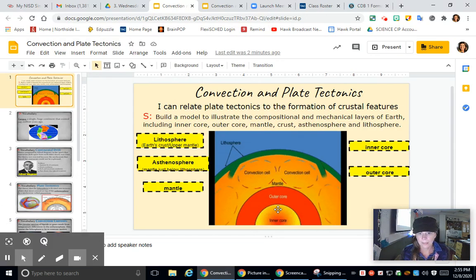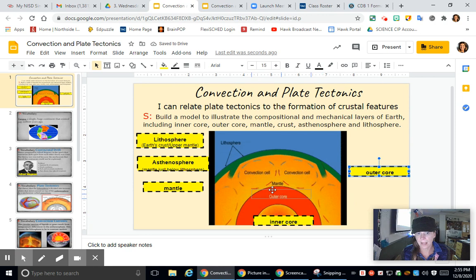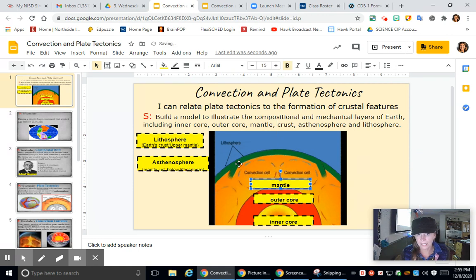So we want to start with the center of the Earth. We call that the inner core. And just above that is the outer core. This is what's going to heat the mantle. So the mantle is that orange putty-like substance inside. So as that gets heated up, it's going to rise.